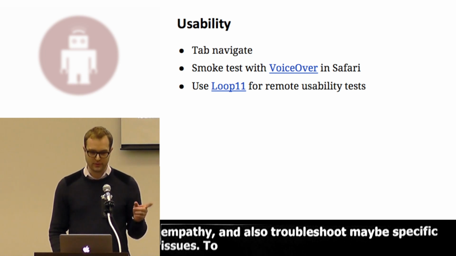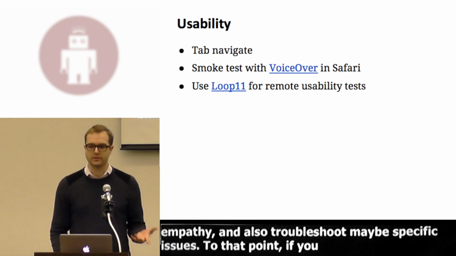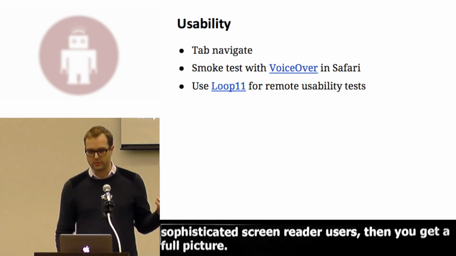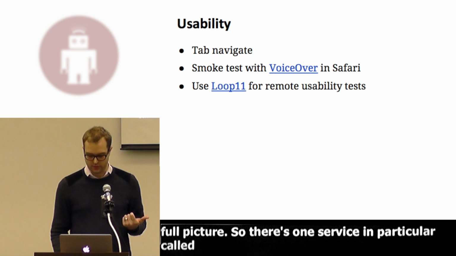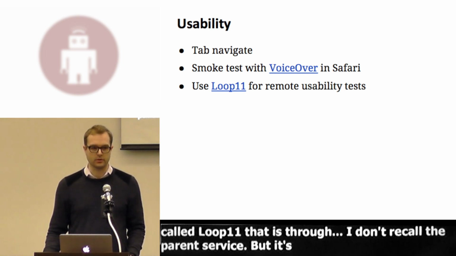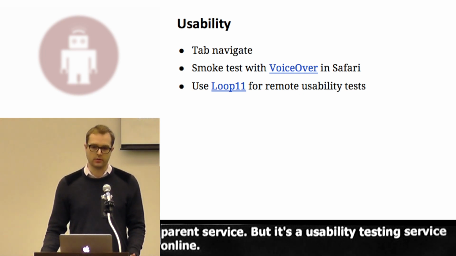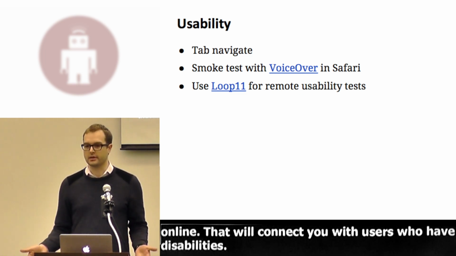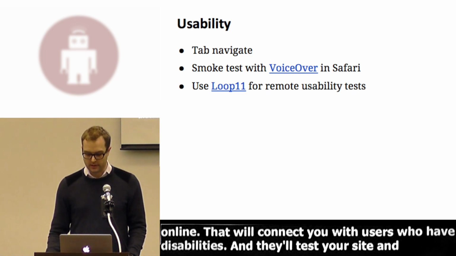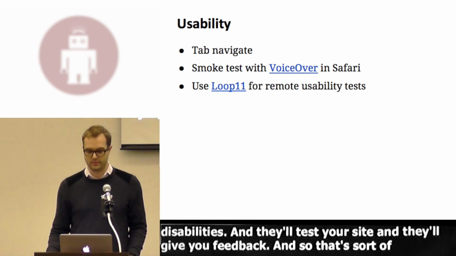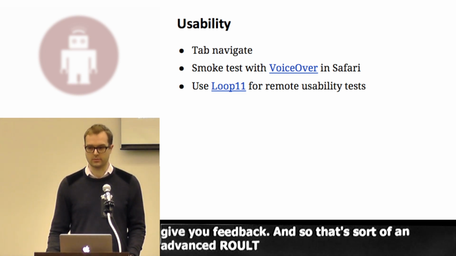To that point, if you enlist people who are sophisticated screen reader users, then you get a full picture. There's one service in particular called Loop 11. I don't recall the parent service, but it's a usability testing service online that will connect you with users who have disabilities, and they'll test your site and give you feedback. So that's sort of an advanced route to really accessible content.